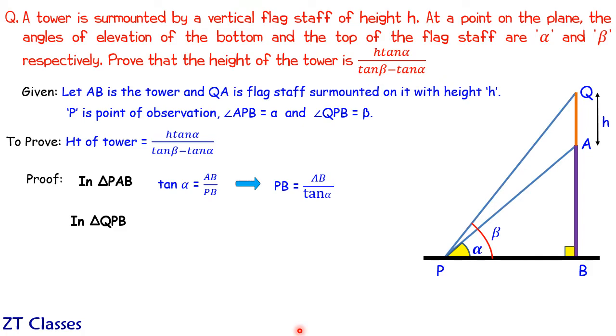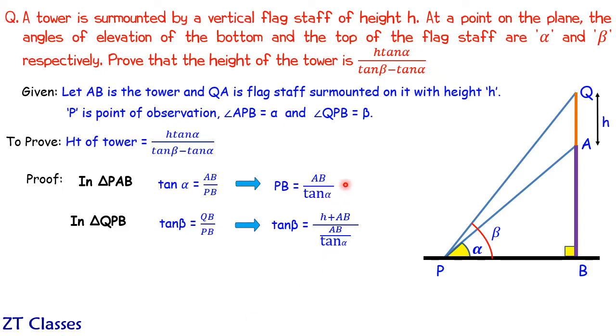So let's take the next triangle that is QPB. So in that tan beta is QB upon PB. ठीक है, perpendicular upon base. So QB is nothing but H plus AB. So and what is value of PB? PB is nothing but AB upon tan alpha. So let's replace these two values. You will get tan beta is H plus AB, that is QB upon PB.